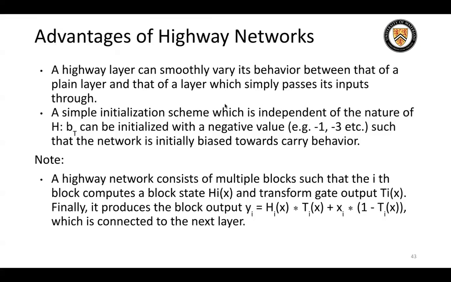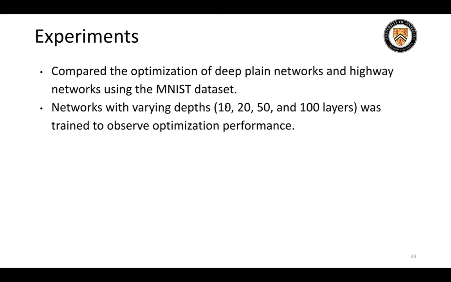Now let's discuss the advantages of highway networks. For example, a highway layer can smoothly vary its behavior between that of a plain layer and that of a layer which simply passes its input through.